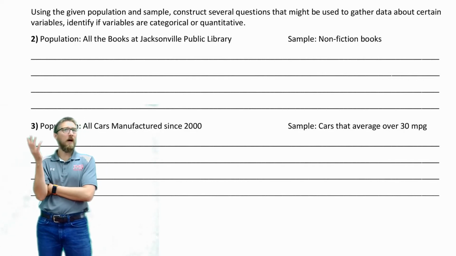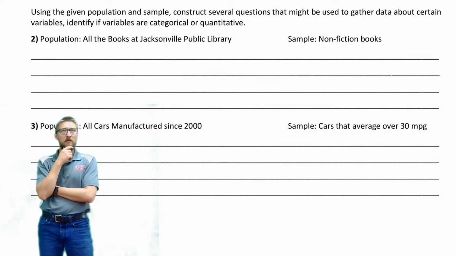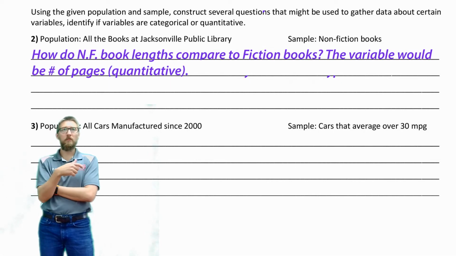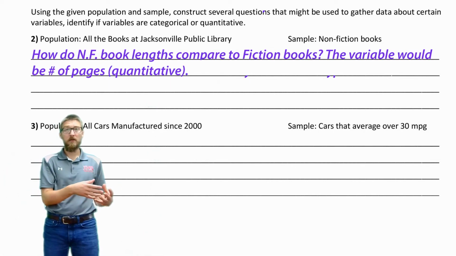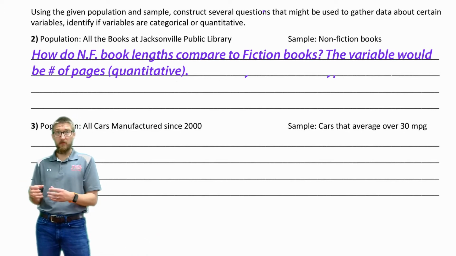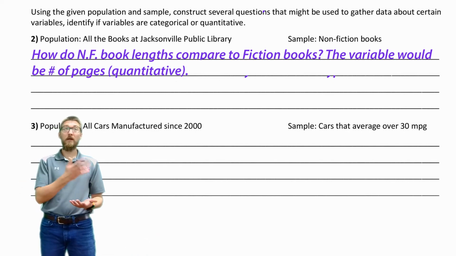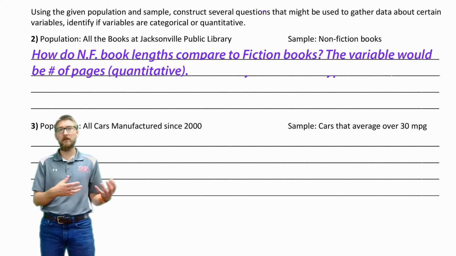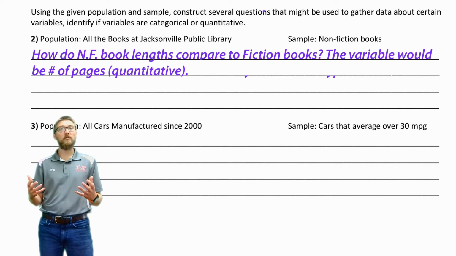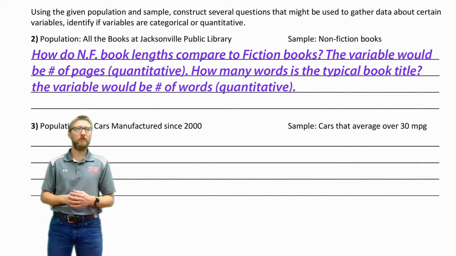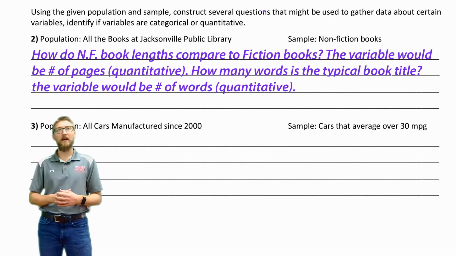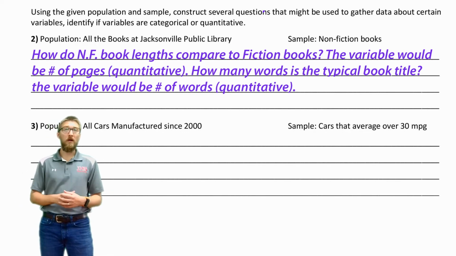Here's some examples that I thought about, some questions. How do nonfiction books maybe compare to fiction books? Okay, you would be able to sample the nonfiction books and figure out an average page length. The variable here would be the number of pages, which is quantitative, and that would be maybe a question you could answer with that sample and population. Another possibility would be how many words is in the typical book title. The variable would be the number of words, which again would be quantitative.